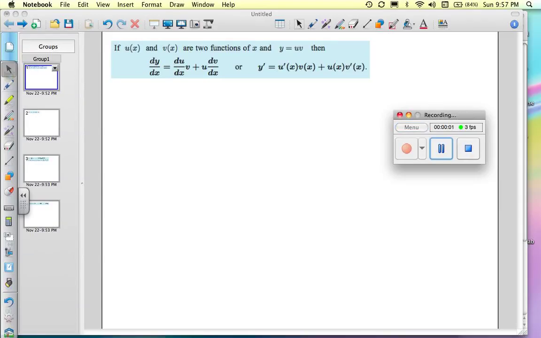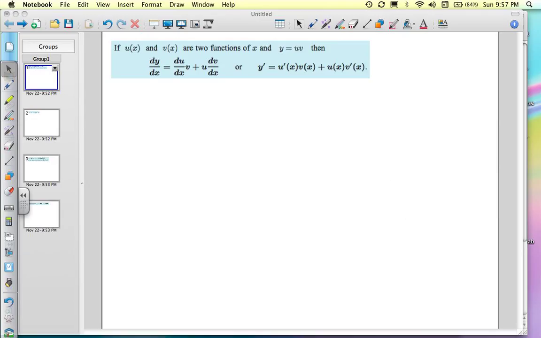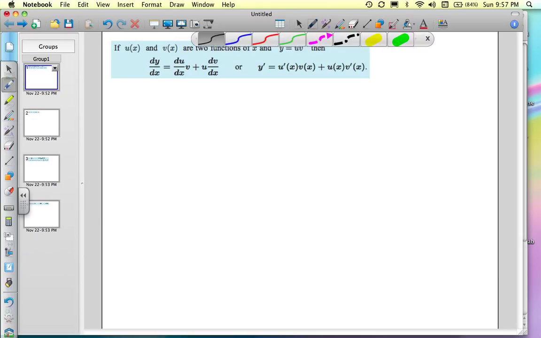Okay, so I got a request for the product rule and the quotient rule. So we're going to go over those really quick. You use the product rule when you see that there are two functions being multiplied to each other. So let's say I have a function, x plus 1, and it's being multiplied by just x. Oh, heck, we'll just make it x squared.